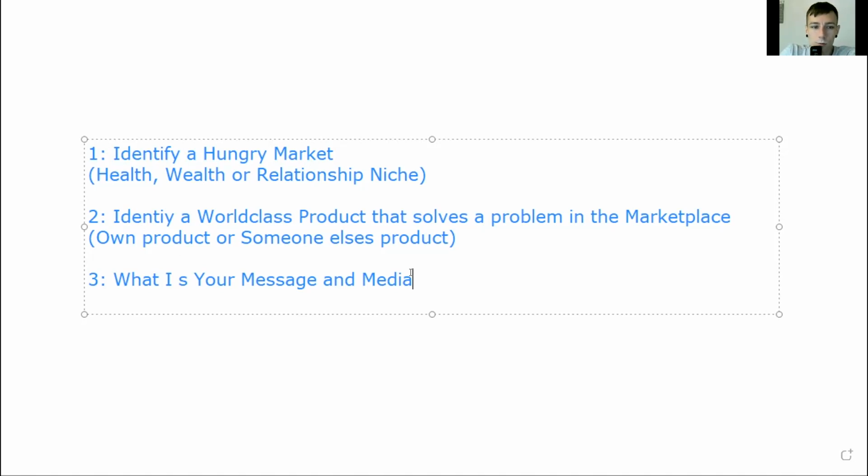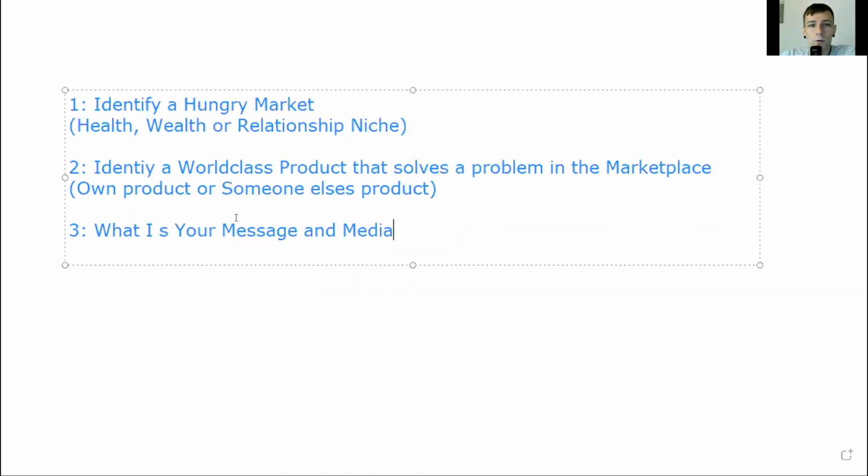So this is like 101. We want a hungry market, people who are already in a specific group and already looking for a specific outcome. Then we want a product that solves a problem for the people in the marketplace. And then we want to identify what we are going to say to these people, how we are going to say it to them, and what media, for example.